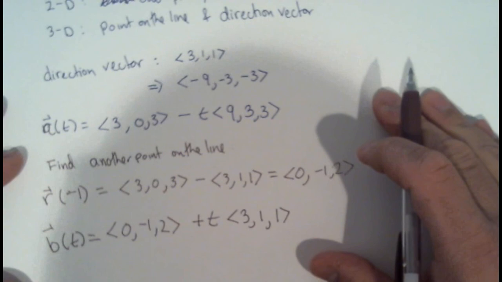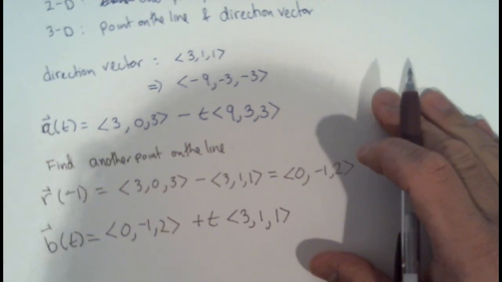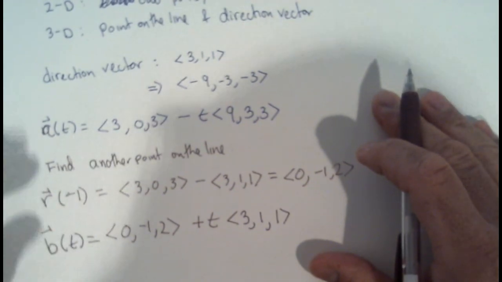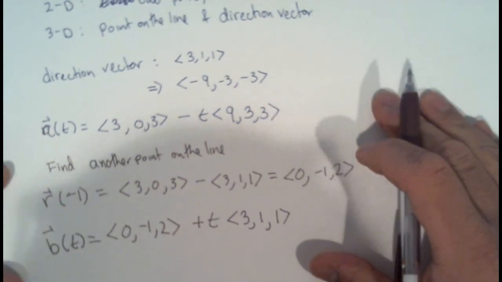Now, these are not unique, my A and my B. We can come up with essentially an infinite amount of representations for the exact same line in our vector form.